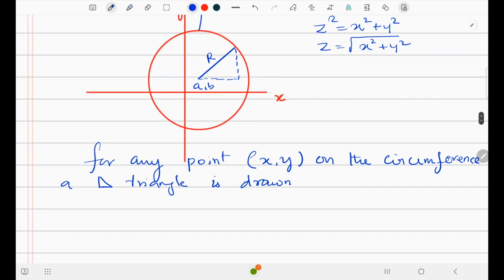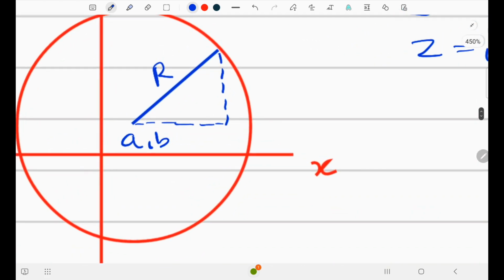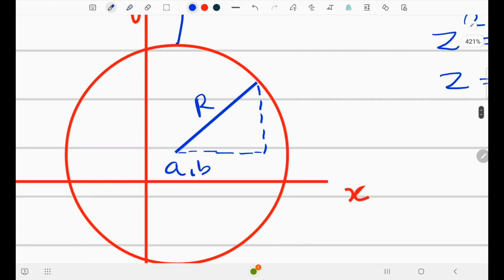So once you draw the right angle triangle, what is the vertical distance here in this case? Let me zoom this one. The right angle triangle is drawn. Okay, so here we need to find the horizontal distance. What is the horizontal distance?